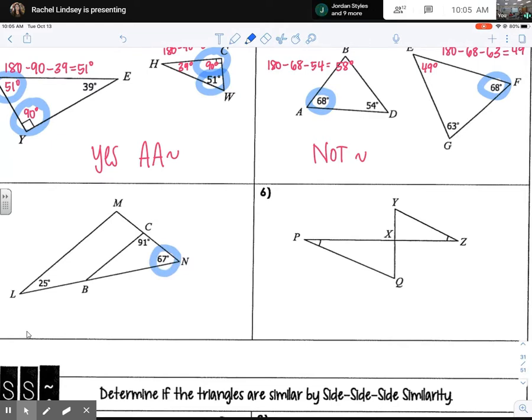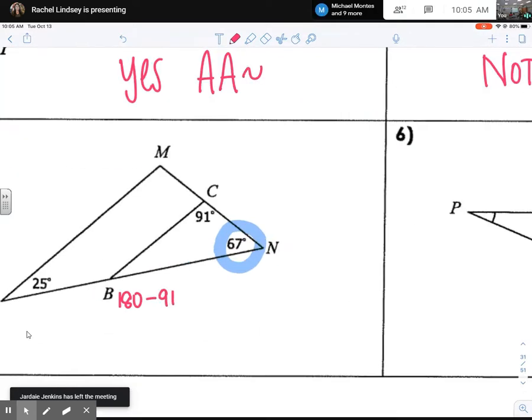Number 5, we do have the 67 that's both in the baby and the mommy triangle. So we either need to find the angle at B, or we need to find the angle at M, or you can find both. So if I want to find the angle at B, I can do 180 minus what two numbers? 91 minus 67. That does give you 22. Is 22 the same as 25? No. So therefore, they are not similar.